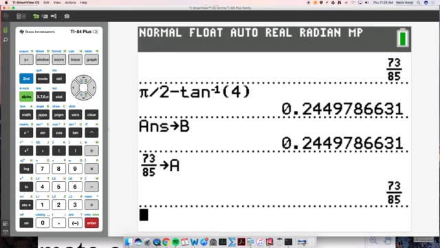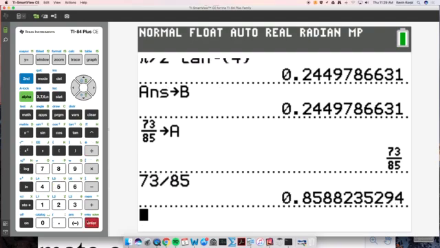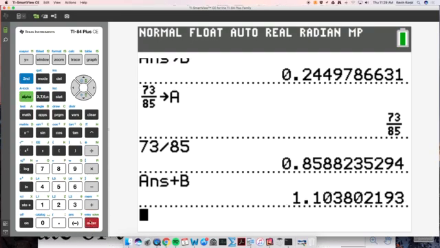S sub 4, what is that as a decimal? 73 divided by 85 is 0.8588. I'm going to put more than 3 decimals here: 0.85882352941. I'll write them all down. And then I could take that number plus, and I can add b to it, which is 1.103802193. Okay, there you go.